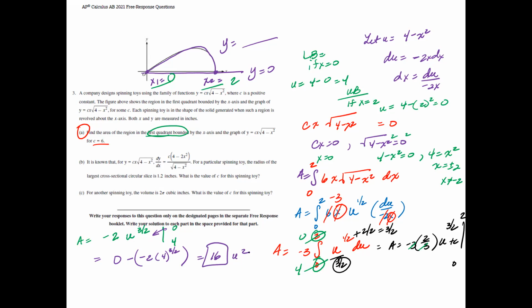Now, if you decided not to use u, you could have technically replaced the u back in terms of x, which is 4 minus x squared, and then just kept the 0 to 2. That's fine as well, but I figured u just seems a lot easier to find the answer rather than doing it this way. So it's entirely up to you, but either way, you'll get the same answer.